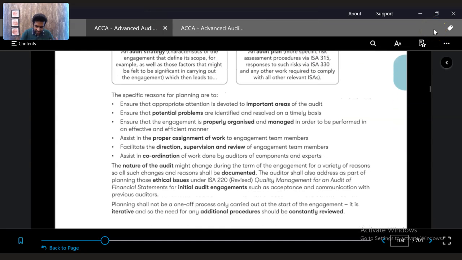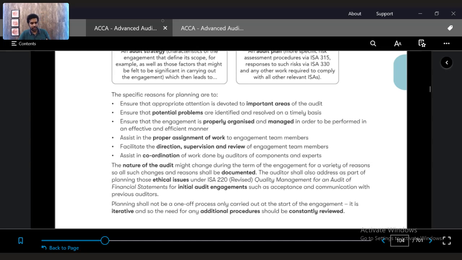So, the specific reasons why you are going to plan. Why do you need to plan? The reason why you need to plan is, firstly, to ensure that proper attention is devoted to important areas. You focus on important areas. Ensure that potential problems are identified and resolved on a timely basis.